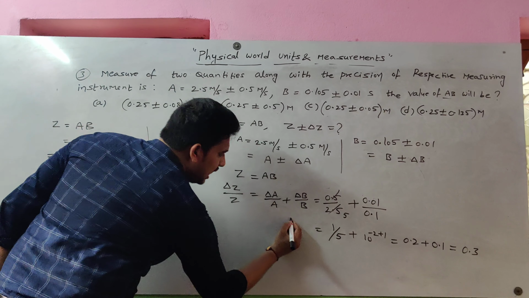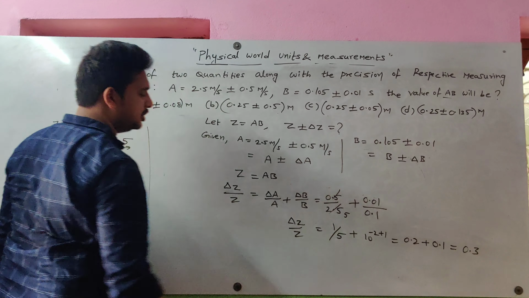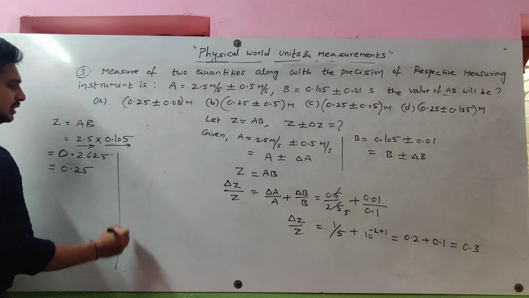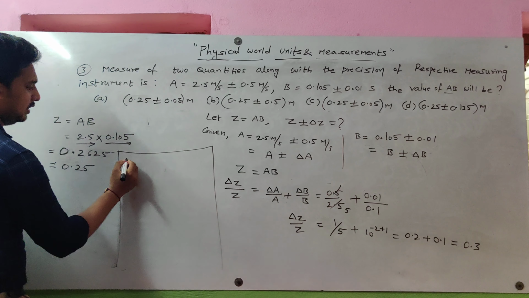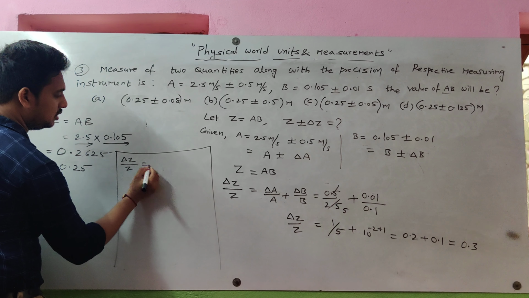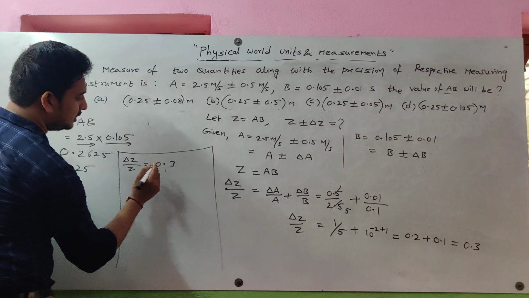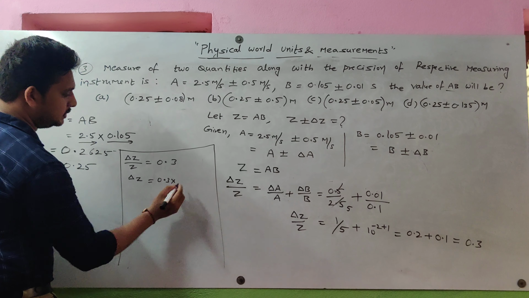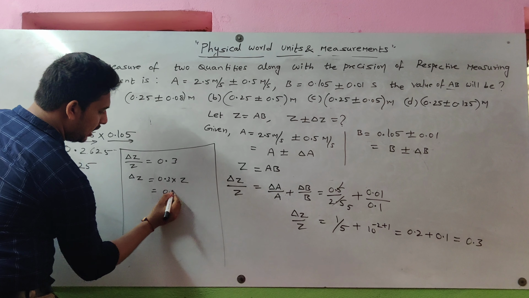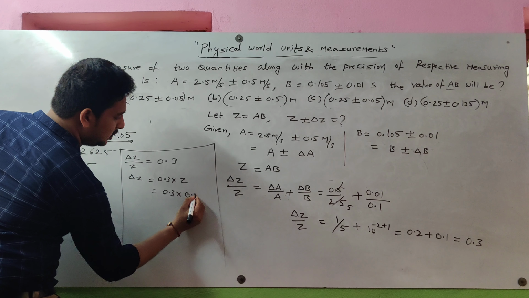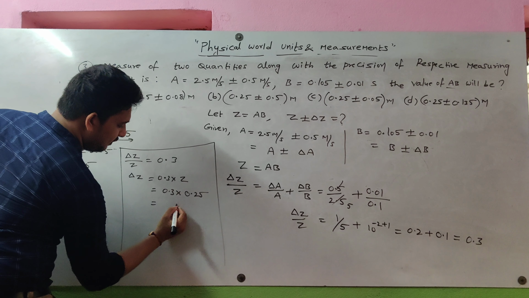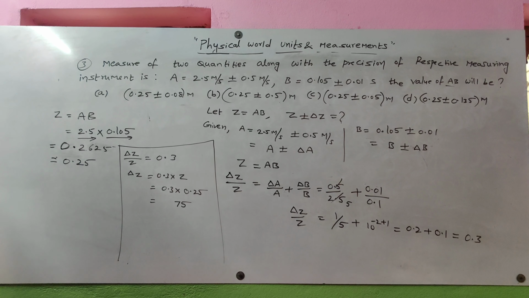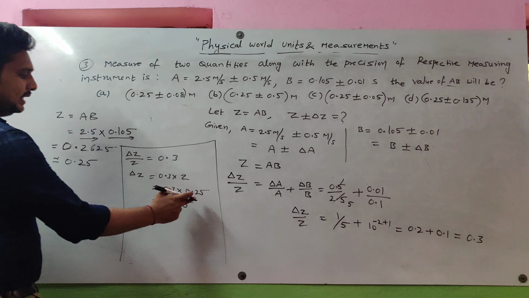So delta Z by Z value we got 0.3. What we need to find here is delta Z value. Delta Z by Z is equal to 0.3, that means delta Z is equal to 0.3 into Z. So 0.3 into Z value 0.25, that means 25 3s are 75 here. That means how many digits are there?